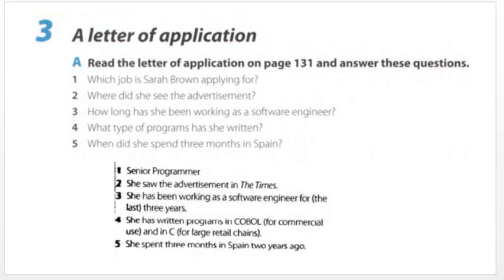See, here's a secret here. All these questions are in different tenses. Which job is Sarah Brown applying for? This is present continuous tense. How long has she been working? This is present perfect continuous tense. And what type of program has she written? This is present perfect. When did she spend 3 months? This is also present perfect. Okay, here's the answer key for that.